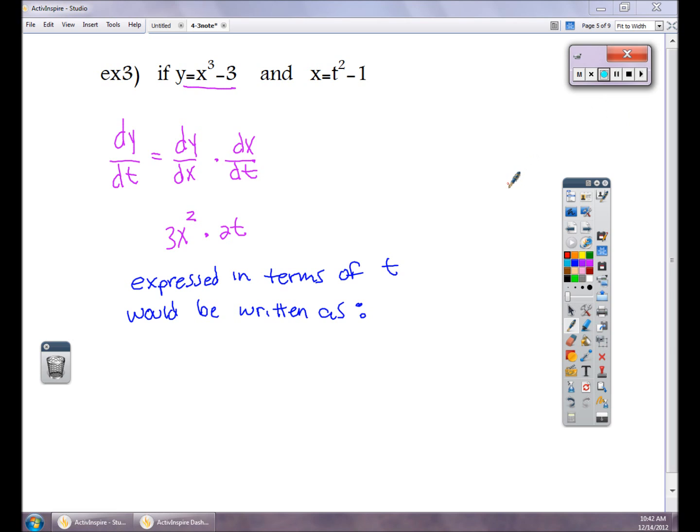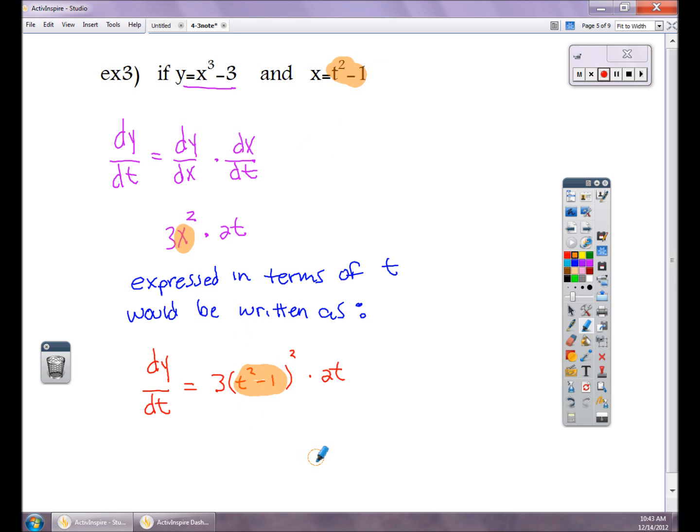If I wanted to express this in terms of t, meaning instead of having an x and a t in my final equation, I can substitute. By substituting, I have my final answer. Instead of having an x and a t in the final answer, I'm writing it in terms of t, meaning I only have t's. Well, I'm going to swap out the x for what I know x equals. And that gives my final answer, dy dt.